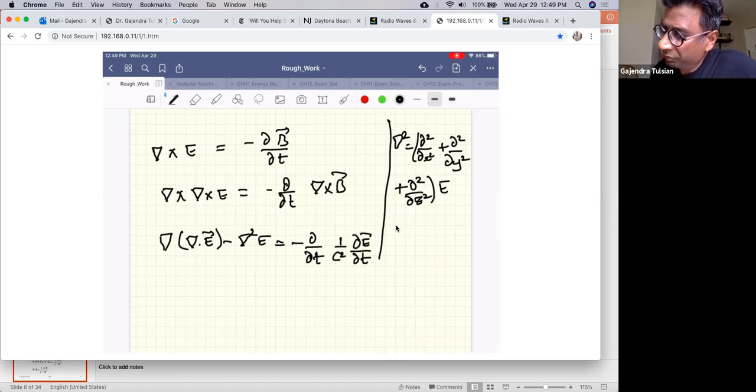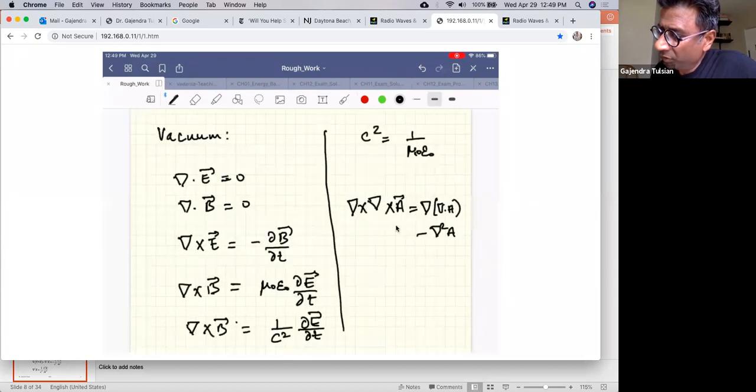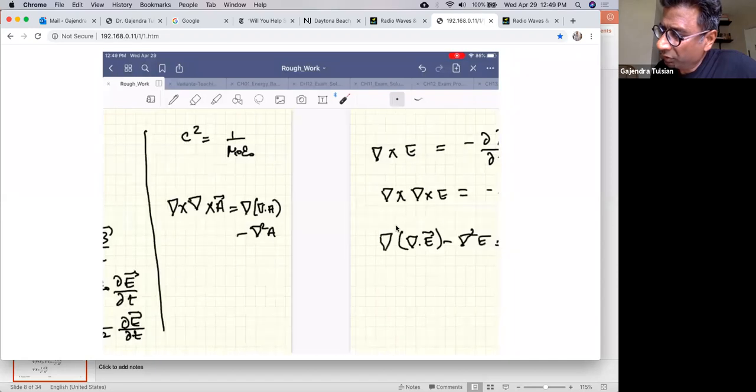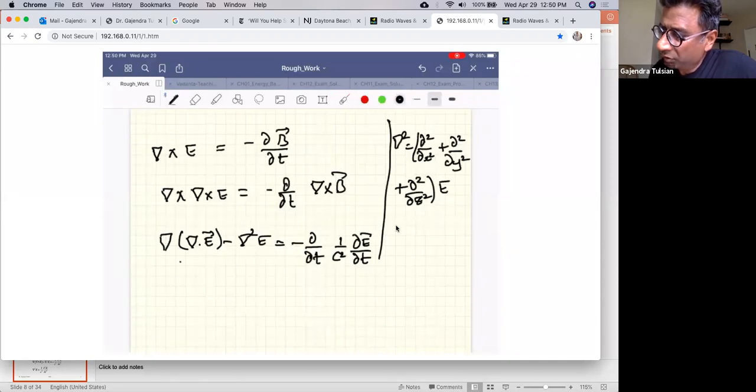This term is 0. Divergence of E is 0 in vacuum, so this term is 0. So what we have is minus del square E equal to minus 1 over c squared del square E by del t squared.